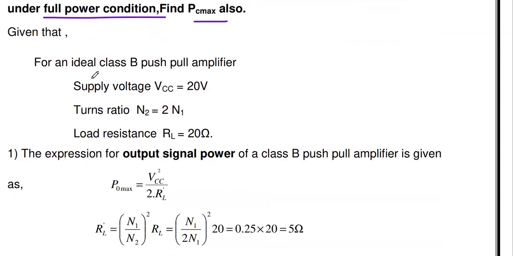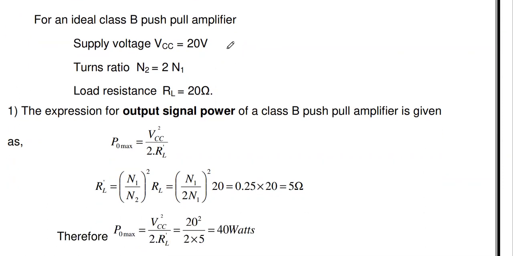For an ideal class B push-pull amplifier, three data are given. One is the supply voltage VCC, and the transformer turns ratio N2 equal to 2 into N1. For example, if the number of turns in the primary is 10, then the number of turns in the secondary is 2 into 10, 20. This is the 1:2 turns ratio of the transformer winding. And the load resistance is 20 ohms. These are all the given data.